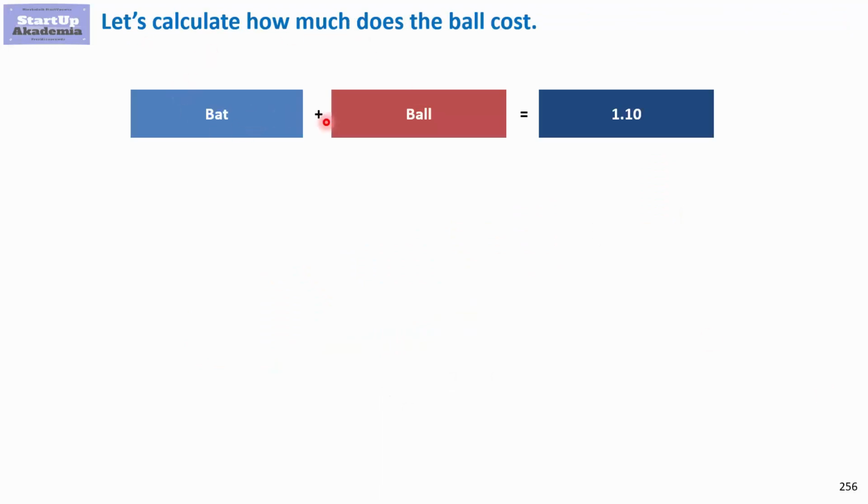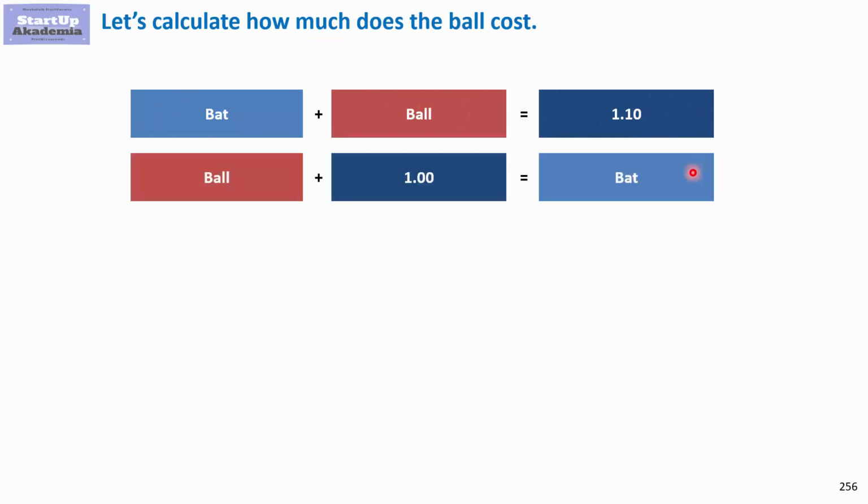We know that the bat and the ball in total cost $1.10. So this is what we've got here, and this is our first equation. The second equation tells us that the bat is $1 more expensive than the ball. So we've got two unknowns, the cost of the bat and the cost of the ball, and we have two equations, and obviously thanks to that we can actually solve it.